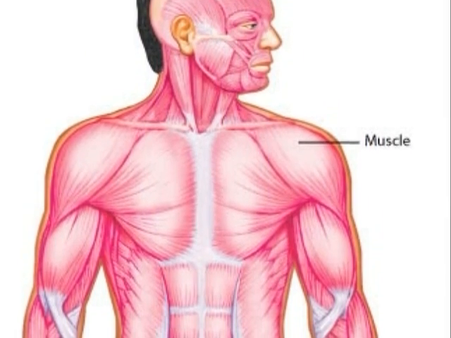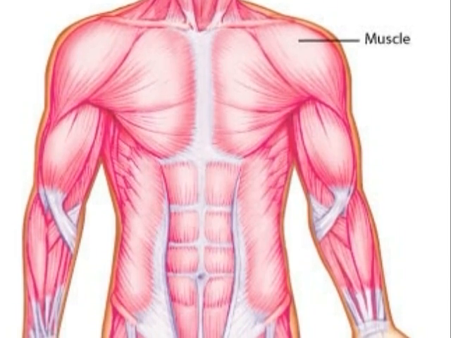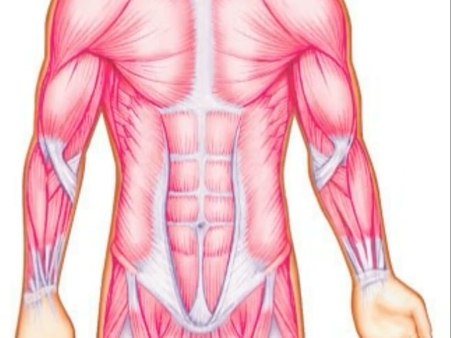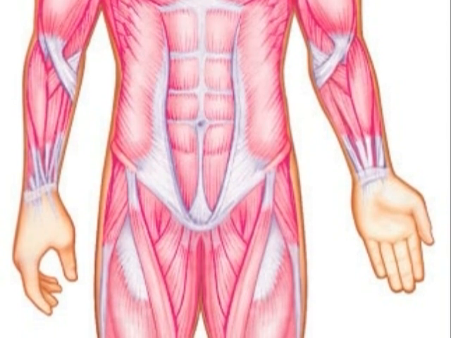Your muscular system is obviously all your muscles. And check out the abdomen on this guy. That's how you get your six pack. All those muscles all over there.